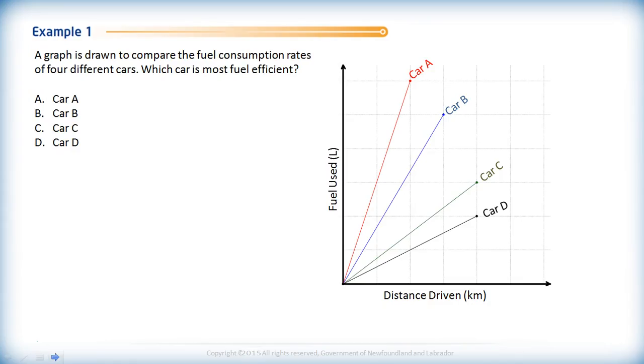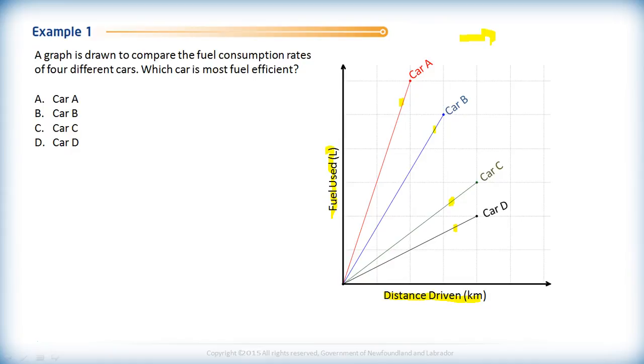First one says, a graph is drawn to compare the fuel economy, or fuel consumption, for 4 different cars. Which car is more fuel efficient? So let's look at what we've got on this graph. We've got fuel used against distance driven. You might think, well, how can I tell which one is more fuel efficient if they don't all travel the same distance? You can see here on this graph that each of these lines reaches different distances over to the right for its distance driven.